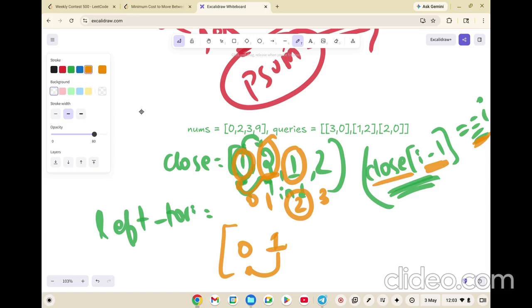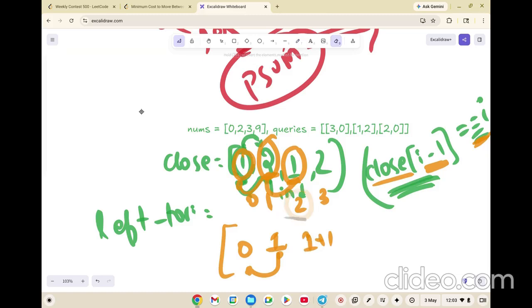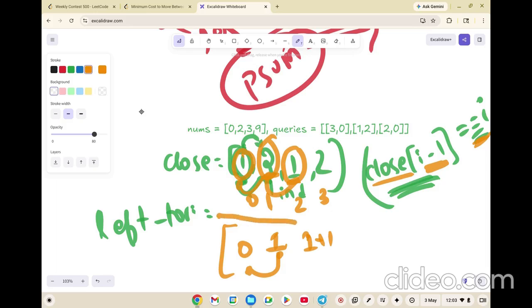Now you will be standing at this position and say, okay, if I wanted to come from this position, that is close of I plus 1, if it's equal to I, right? So close of I plus 1 is this. Is it equal to I for this case? Yes, it is. So in that case, I can say it will take only 1 rupee for me.